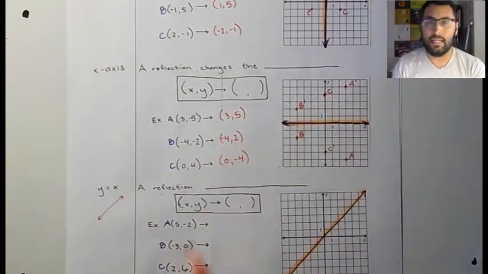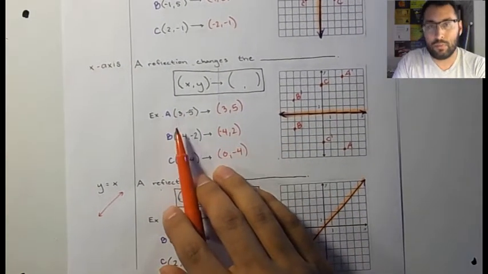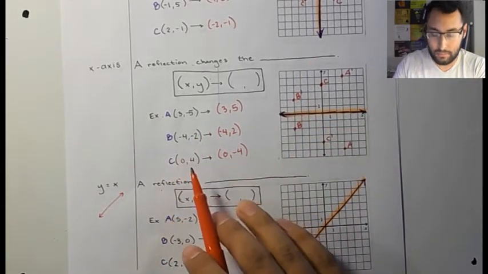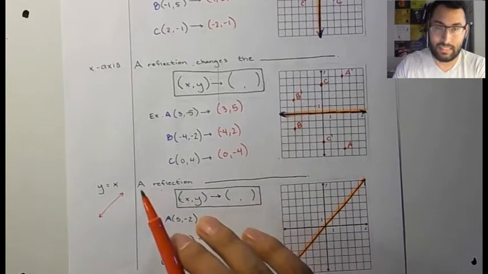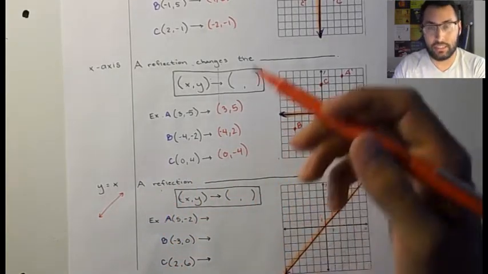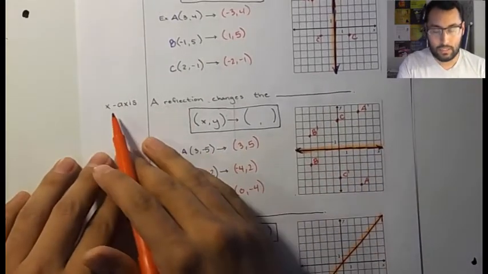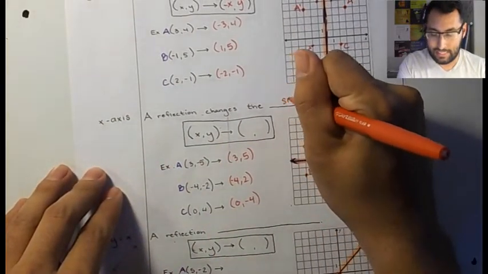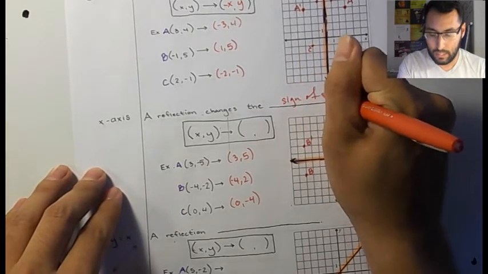So just looking at, again, noticing the pattern, we have 3, -5, it became 3, +5. -4, -2 became -4, +2, and 0, 4 became 0, -4. So what's happening there? The changes are all coming in the y value. So when you reflect about the x-axis, a reflection changes the sign of y.